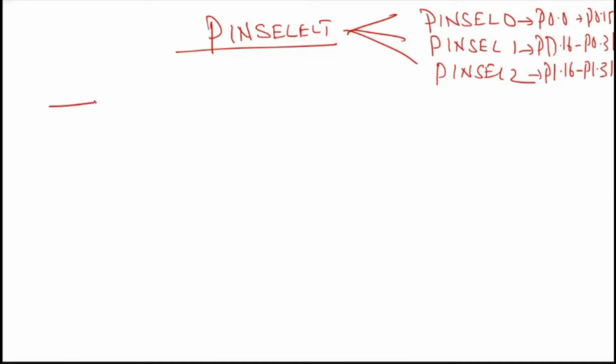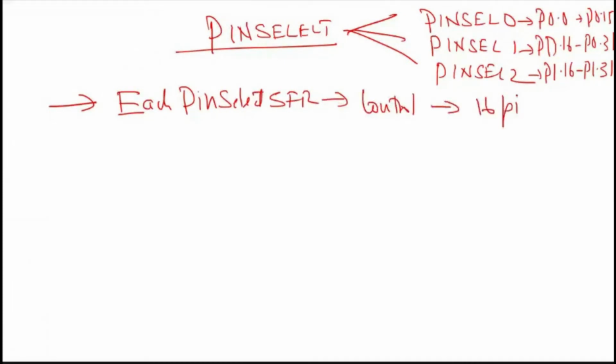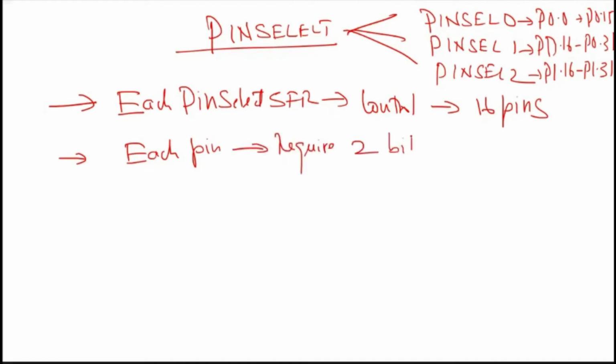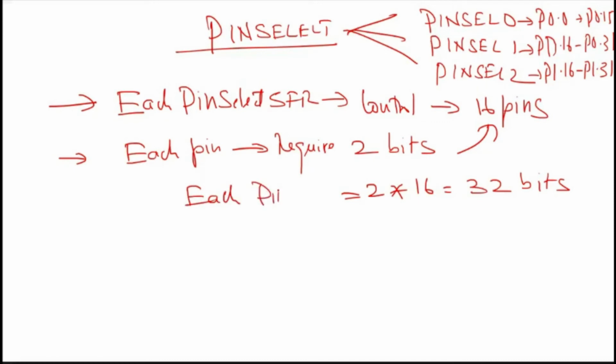So what is the important rule? Each pin select SFR controls 16 pins. Each pin requires 2 bits. So 2 into 16 will require 32 bits. So you have 32 bits in each pin select SFR.